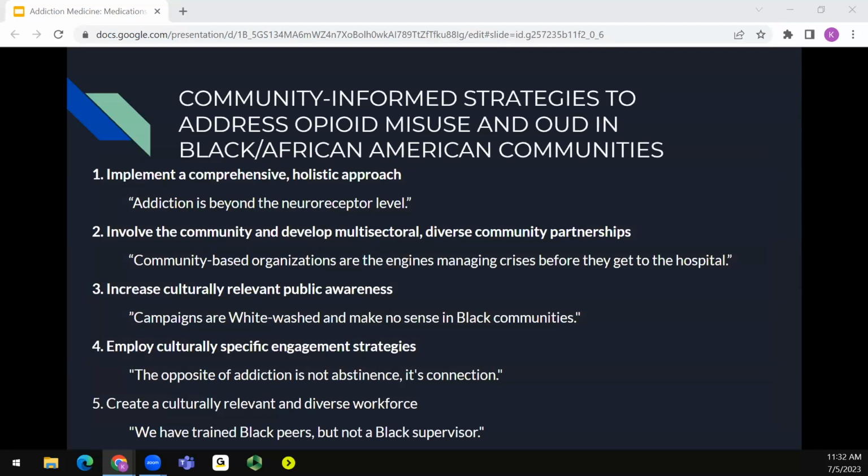The report by SAMHSA outlined strategies to address opioid use and OUD in Black communities that I wanted to share, because initiating people on medications for OUD is only successful when we refer to social support services and broaden our scope of support to community-informed strategies. These strategies, alongside behavioral interventions, target a broad range of concerns, not necessarily addressed by medication. One quote I'll leave you with is, the opposite of addiction is not abstinence, it's connection and compassion.